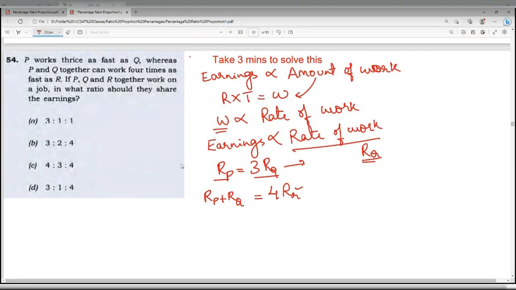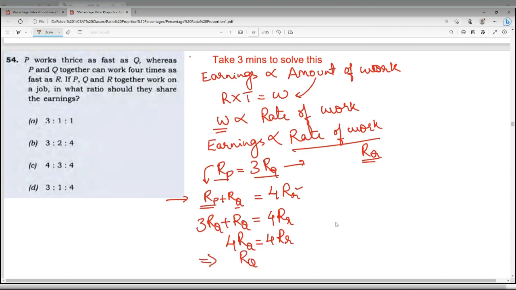So to bring the rate of R in terms of the rate of Q in this equation, we would substitute the value of RP here. So RP would be 3RQ. So this is 3RQ plus RQ is equal to 4RR, the rate of work of R. So this would be 4 times the rate of work of Q is equal to 4 times the rate of work of R. This implies rate of work of Q is equal to rate of work of R.